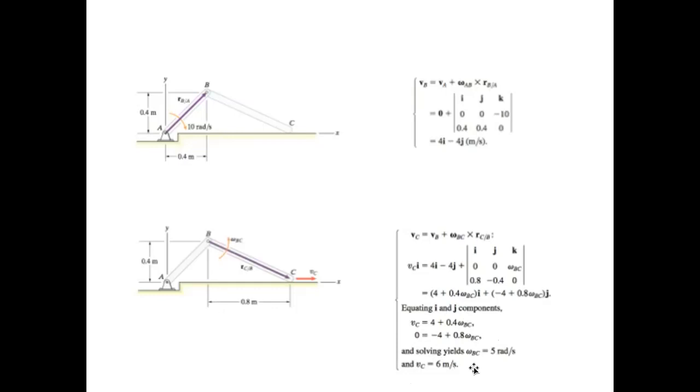As you can see, the omega BC is positive. The answer being positive means the rotation is counterclockwise.